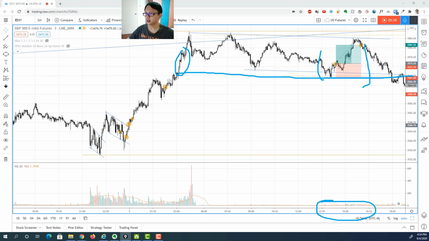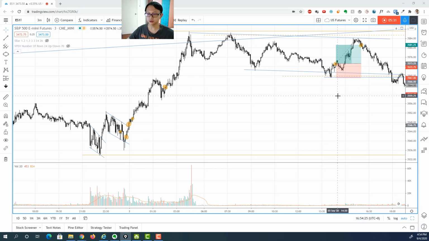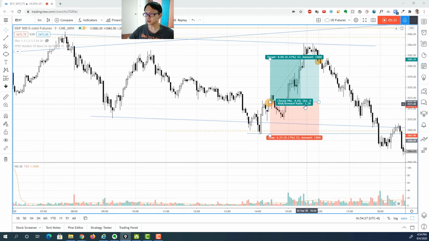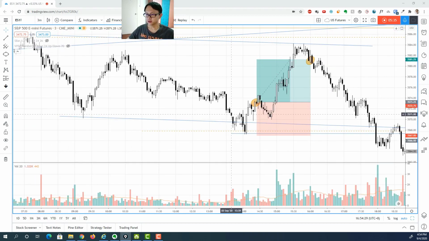All right, so let me delete this and zoom in a little bit more in order to see the volume. Here's the plan. As you can see, that is 35.66 here. We nearly touched that, but I think this is close enough.